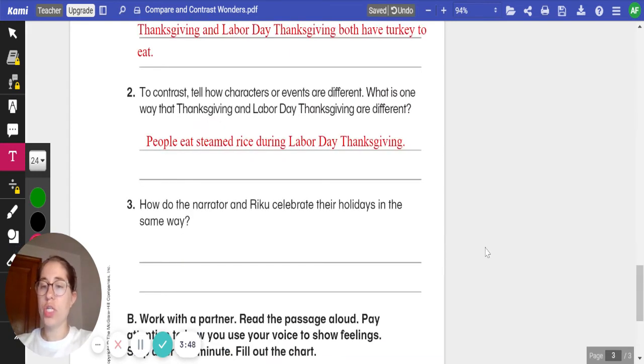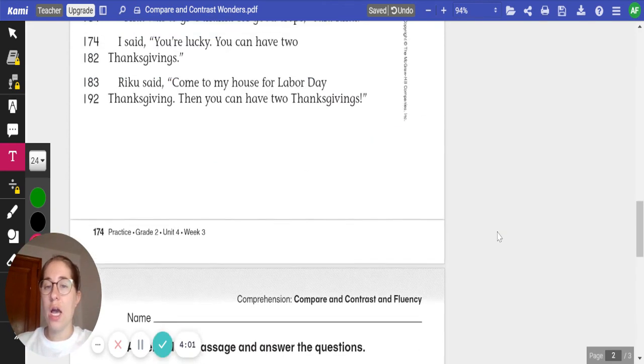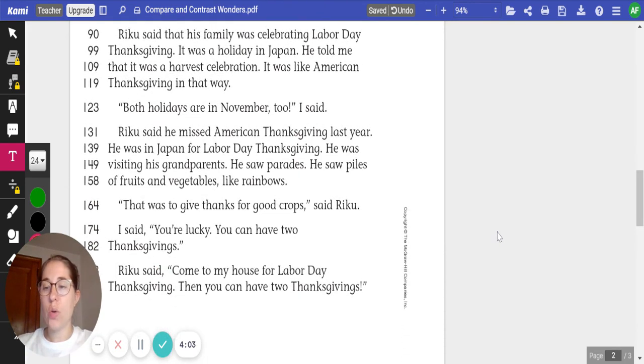All right, and for number 2, to contrast, you could have said that people eat steamed rice during Labor Day Thanksgiving. For number 3, you also do this one on your own. How do the narrator and Riku celebrate their holidays in the same way? I'll scroll up to the second page. Go ahead and pause the video to reread. Write down, how do they celebrate their holidays in the same way? Click play when you're ready to review.